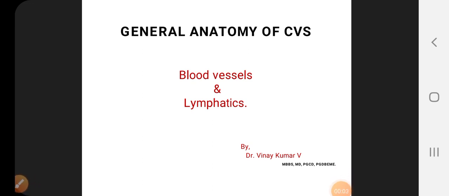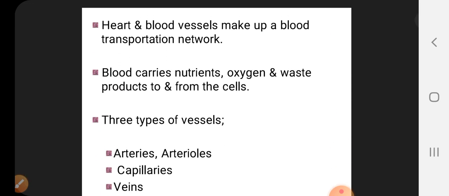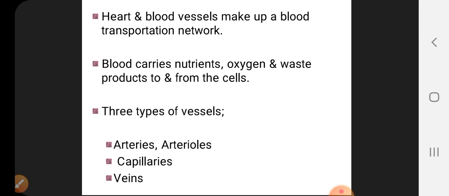Today we shall discuss the general anatomy of the CVS, blood vessels and lymphatics. The heart and blood vessels make up a blood transportation network. Blood carries nutrients, oxygen and waste products to and from the cells. There are three types of blood vessels: arteries, capillaries and veins.